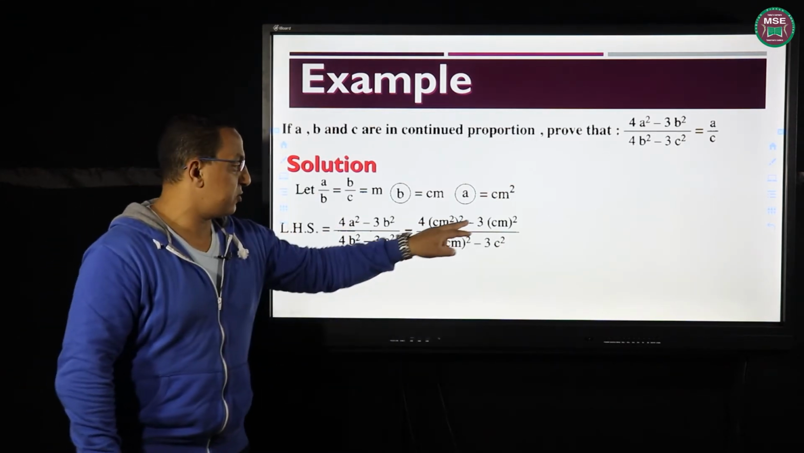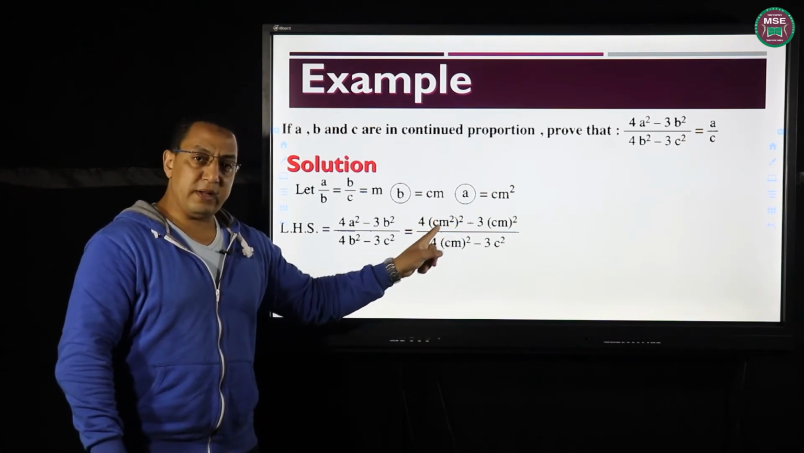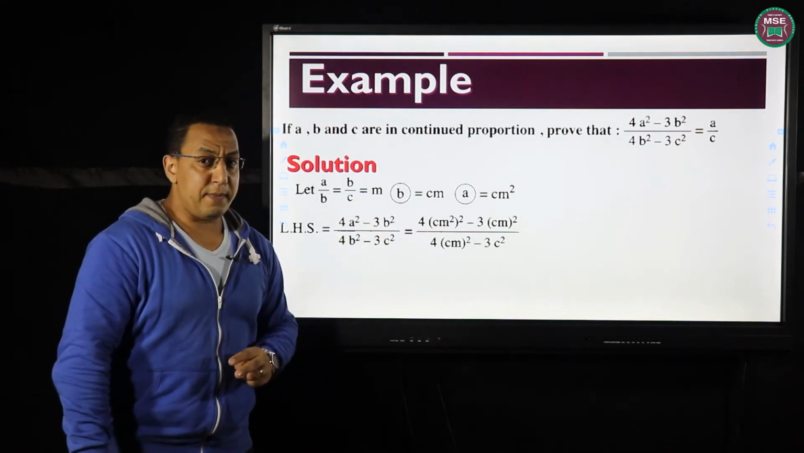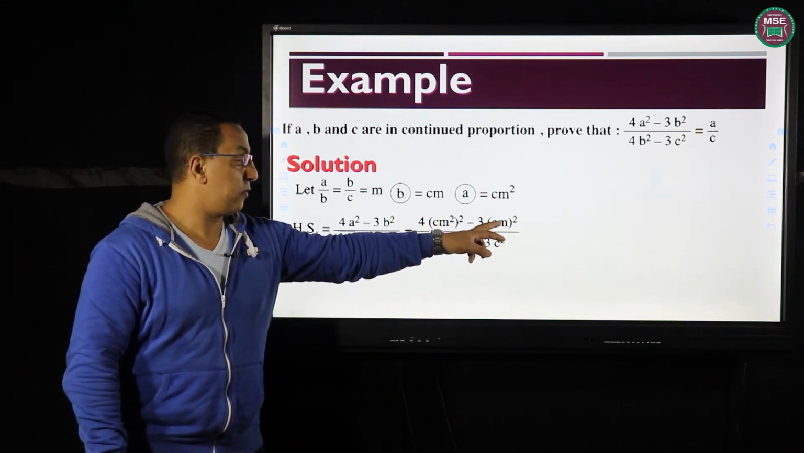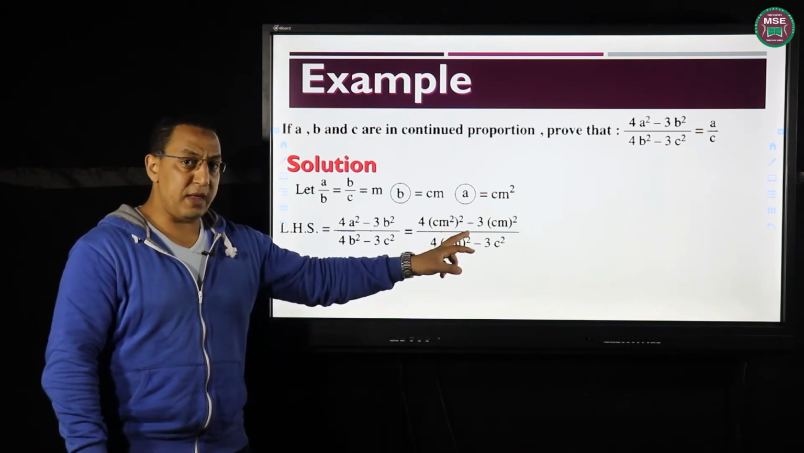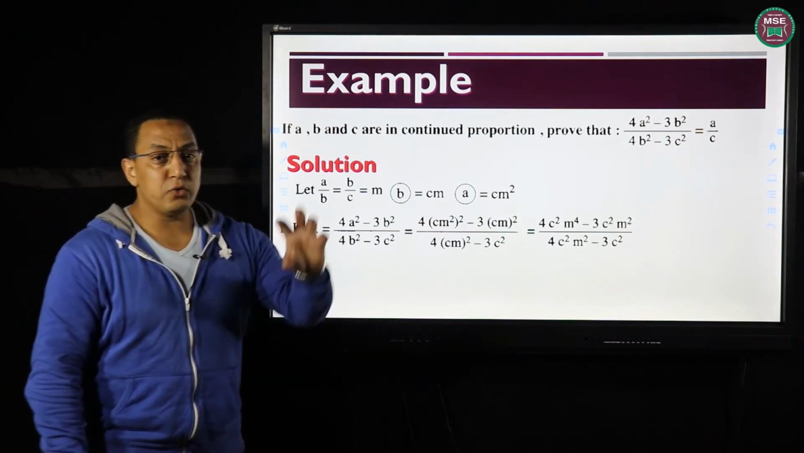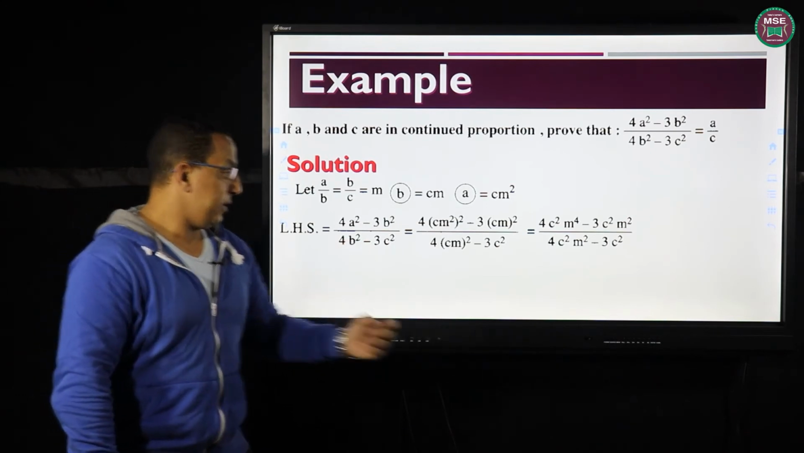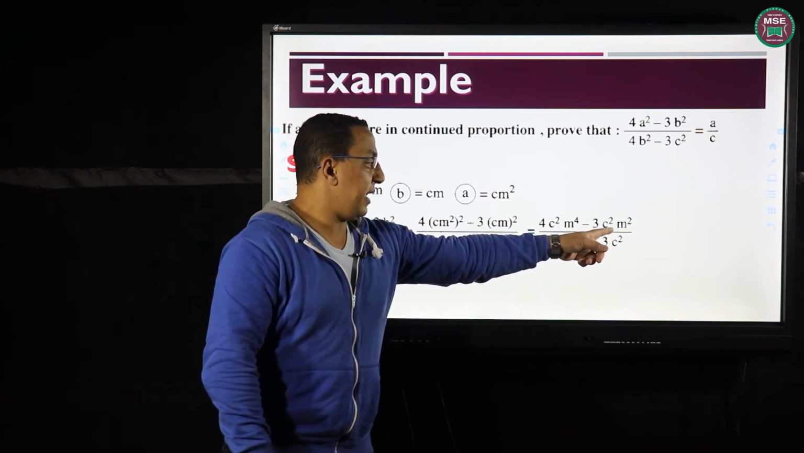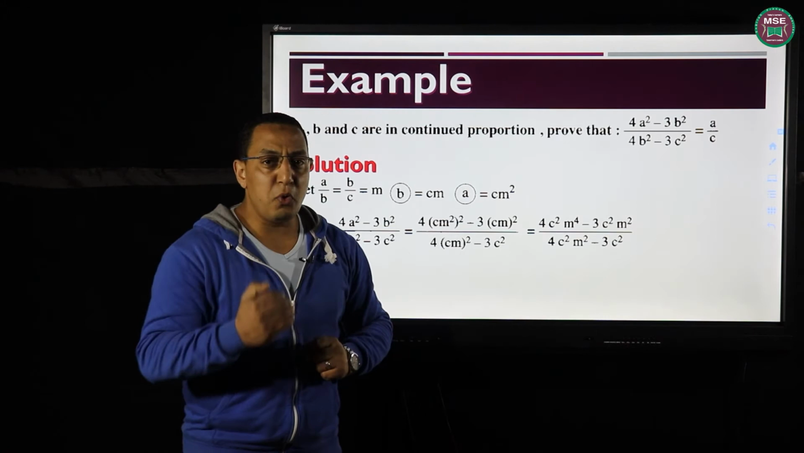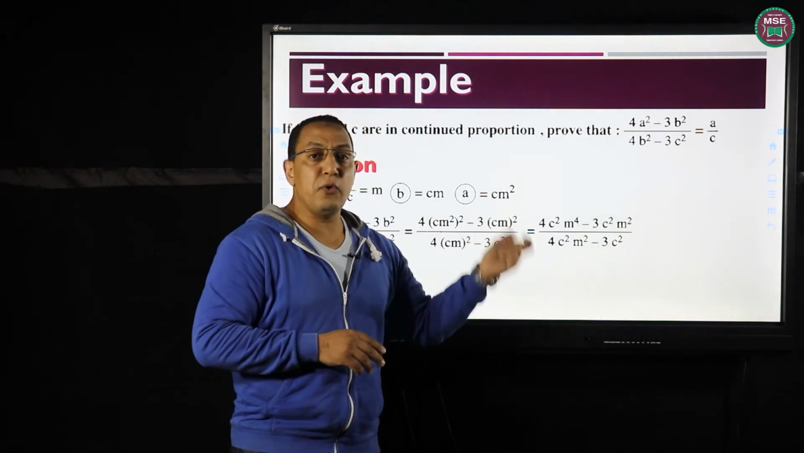Now in the second step, I'm going to distribute the power. So distributing power 2, it will be C power of 2 and M power of 4, because I'm multiplying the powers together. So it will be 4C power of 2 M power of 4 minus 3C power of 2 M power of 2 over 4C power of 2 M power of 2 minus 3C power of 2. Now I'm going to take the common factor outside. C power of 2 is common, and for M power 4 and M power 2, we choose the smaller power, which is M power of 2. So the common factor up will be C power of 2 M power of 2.